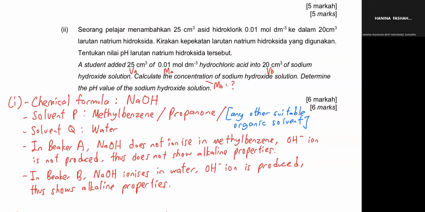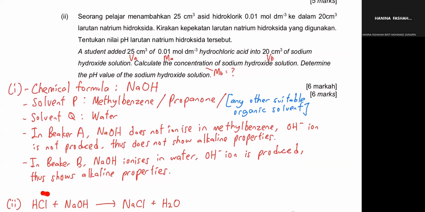Before calculating, you have to have a chemical equation, because the formula is MAVA over MBVB equals a over b. For a over b, you have to use the equation to see whether it is 1 mole to 1 mole, 1 over 1. Sometimes it will be 1 over 2. So we have to be careful.